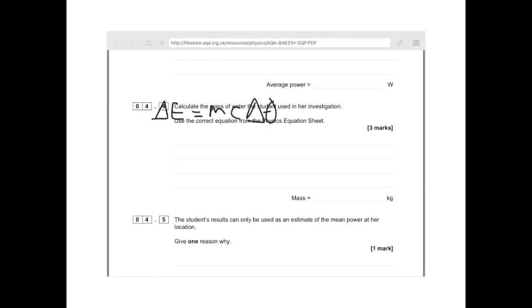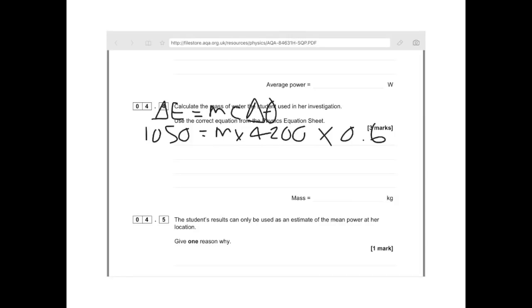And then just substitute in the values you've been given. So you've been told the energy transferred was 1050 joules. We're looking for mass, so we're keeping that as m, times the specific heat capacity, which in the question above says it's 4,200, times the temperature change, which was 0.6 degrees. So how do you work that out?